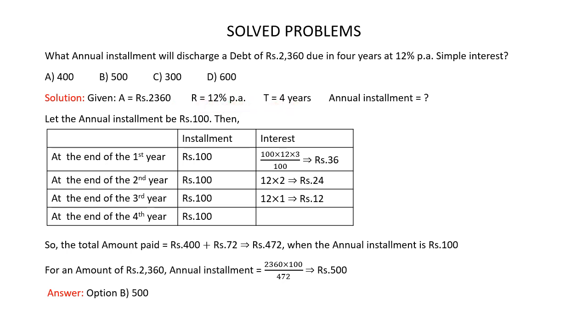This means that the amount of rupees 2,360 has to be paid off in 4 years at the rate of interest of 12% per annum. And we are asked to find the annual installment. So let's assume that the annual installment is rupees 100. Now we can assume the annual installment to be any number, but since rate of interest is given in percentage, if we assume the annual installment to be rupees 100, then the calculations will be simpler.